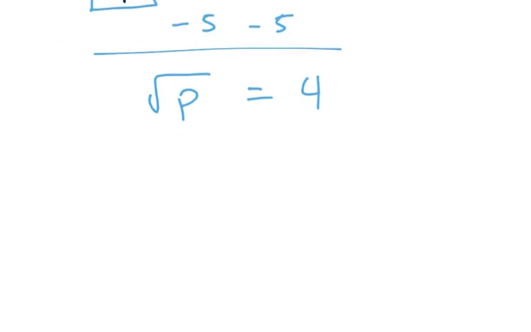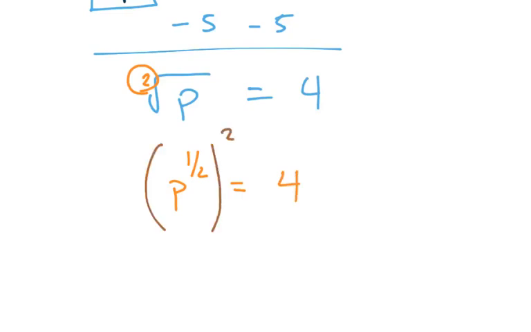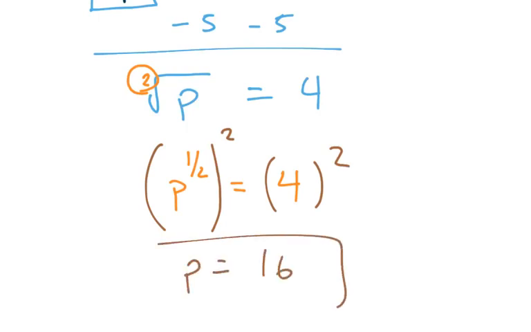Now, as we discussed previously, the square root technically means an index of 2. So this is the same thing as raising it to the 1/2, which is equal to 4. And because of this, we can square both sides, and we get p to become 16.